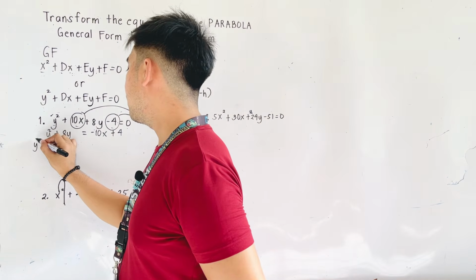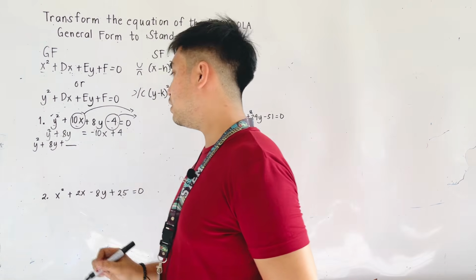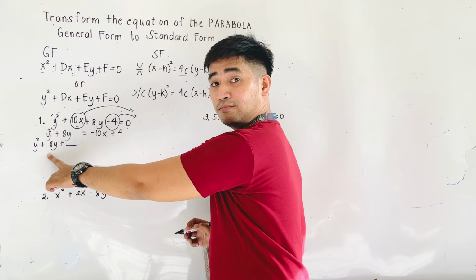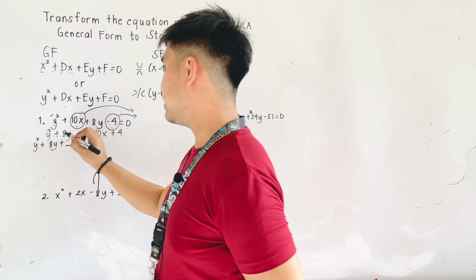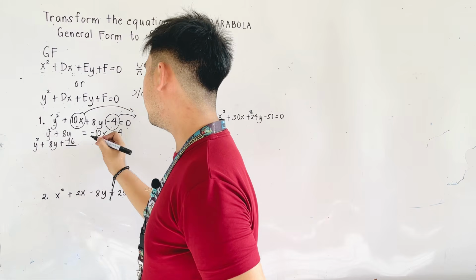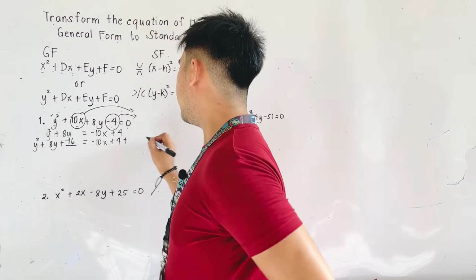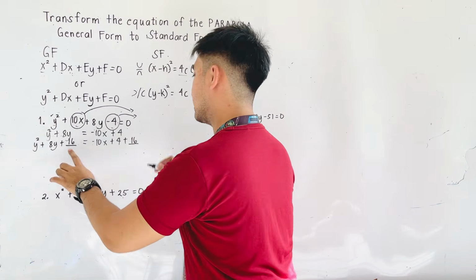Therefore, it becomes y squared plus 8y plus. What do we do here? What are we going to add? 8 divided by 2 is 4. 4 squared is 16. Therefore, that is plus 16, which is now equal to negative 10x plus 4. And then, if we add 16 here, we also need to add 16 here.